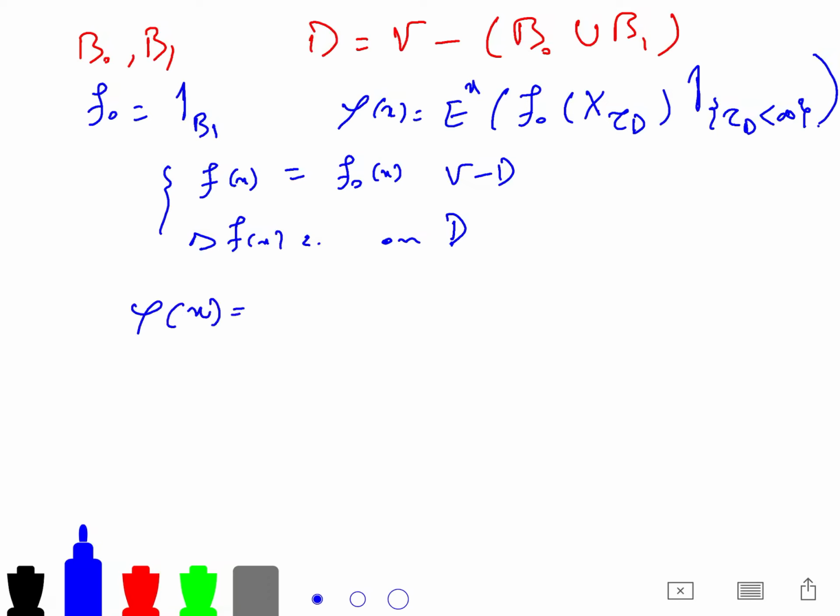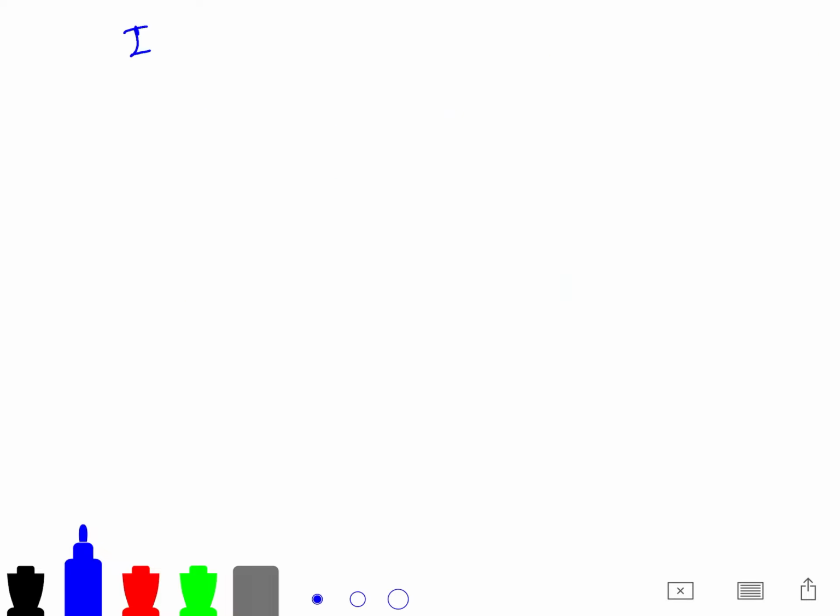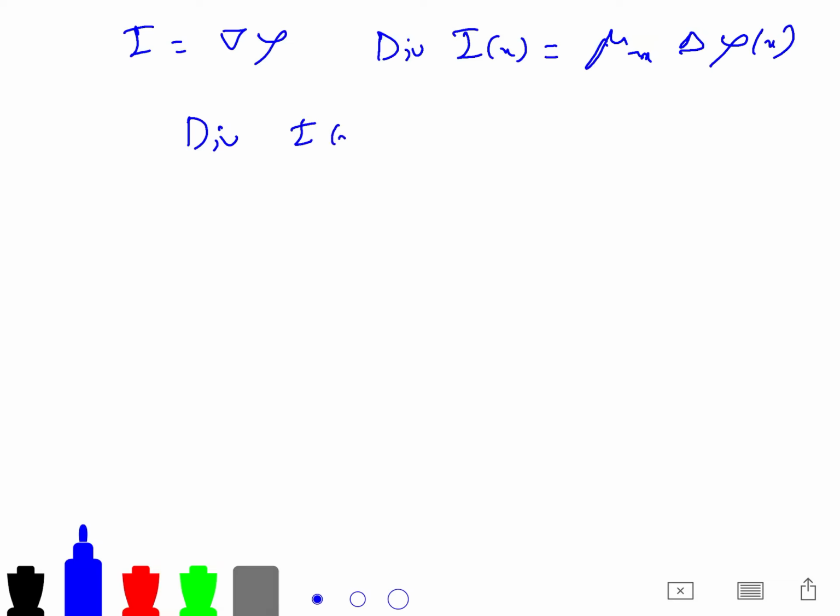Then phi of x is the probability that the time to hit B1 is less than the time to hit B0. It is general because even if you start inside B0, it just returns to B0. So hitting times is general. And so if I is the gradient of phi, divergence of I of x is mu x Laplacian of phi of x. And the interesting thing is divergence of I of x is greater than 0 if x is in B0, and divergence of I of x is less than 0 if x is in B1.